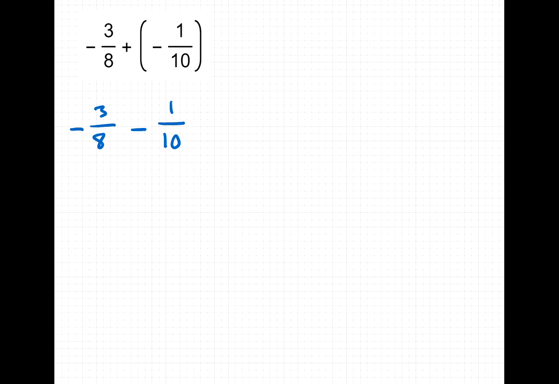Now, we can't do subtraction with fractions unless we have a common denominator. So we first have to deal with the unlike denominators. We have to deal with the 8 and the 10. And then once we get a common denominator, then we can do the subtraction. Okay, so negative 3 over 8, let me just rewrite this, minus 1 over 10 equals fraction minus fraction.